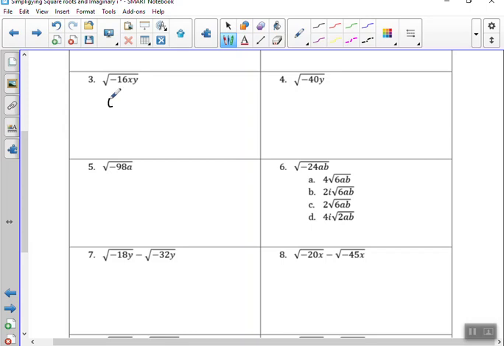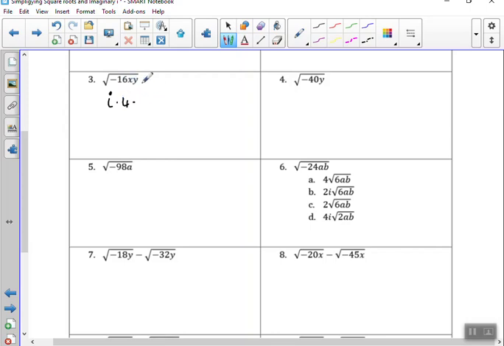Just, I mean, when I said I, didn't I? When you see a negative under your radical, just write i. Don't have to write too much. Don't have to write square root of negative 1 and all that. And then what is the square root of 16? 4. Just write that out.